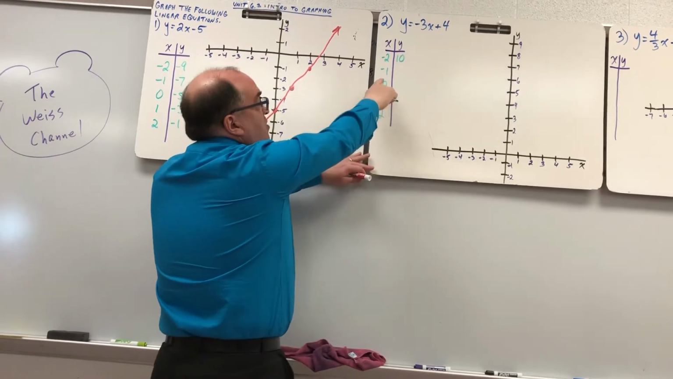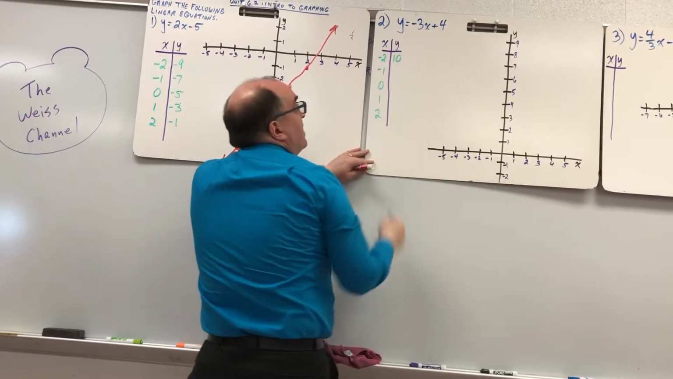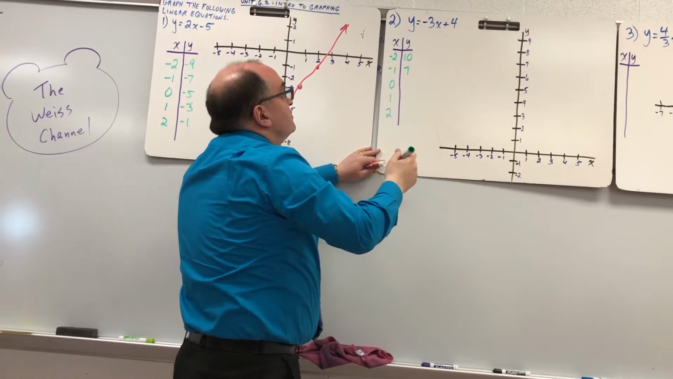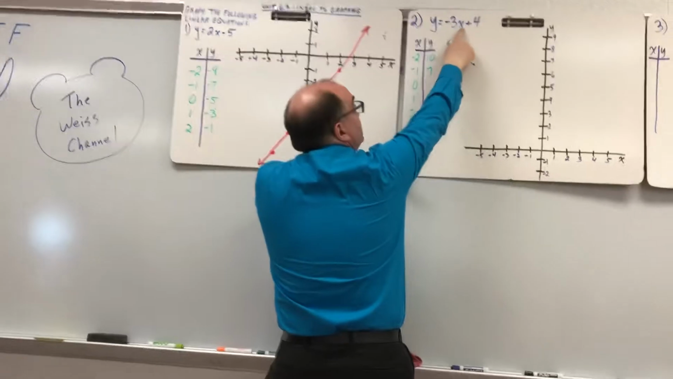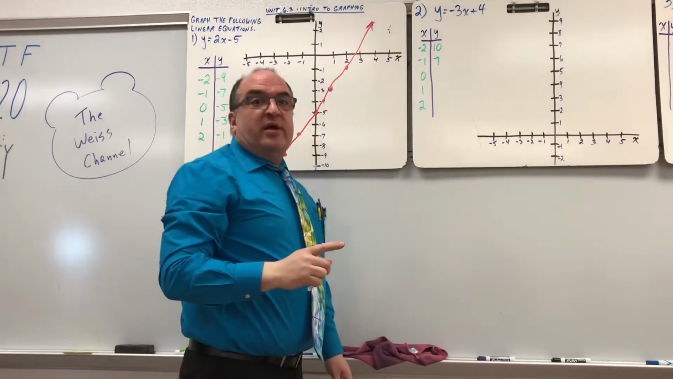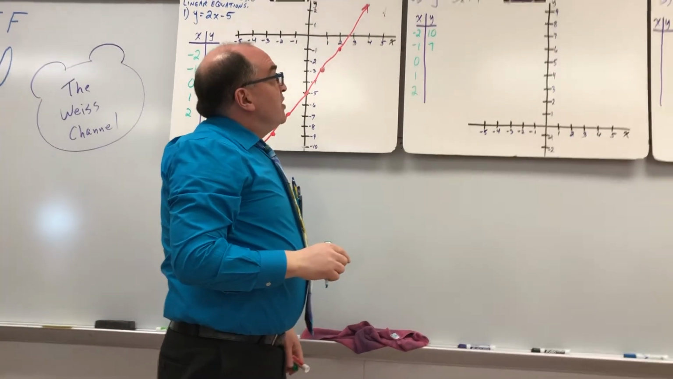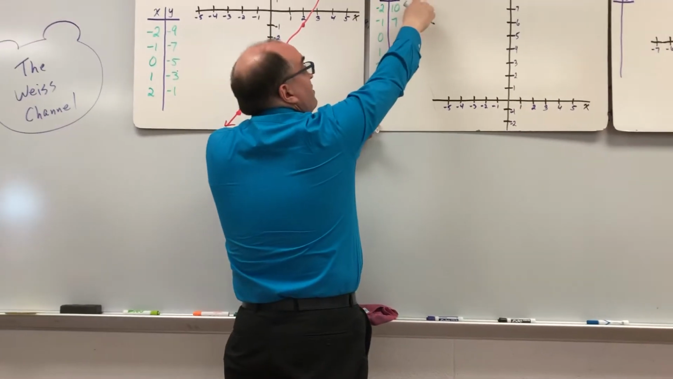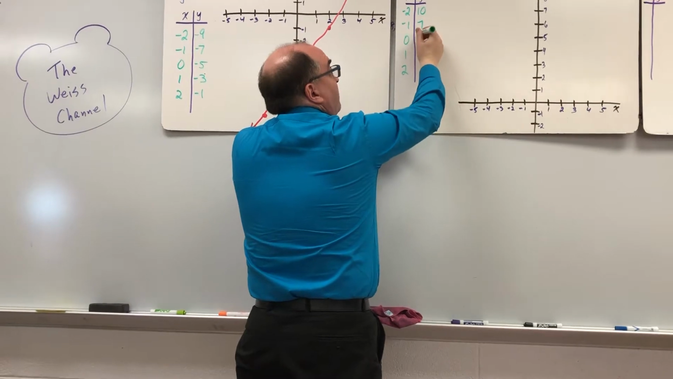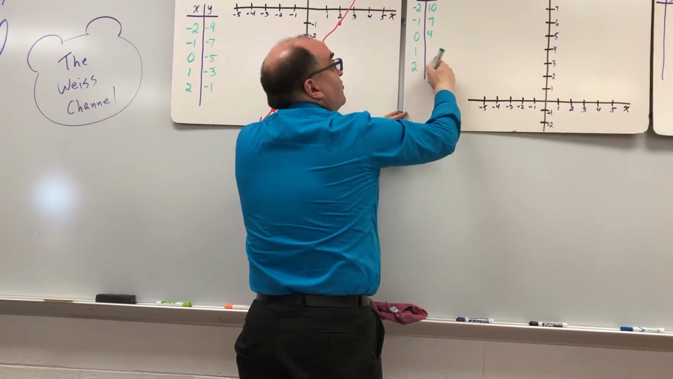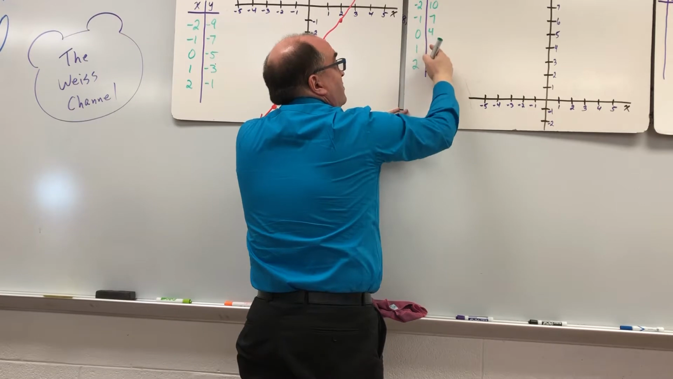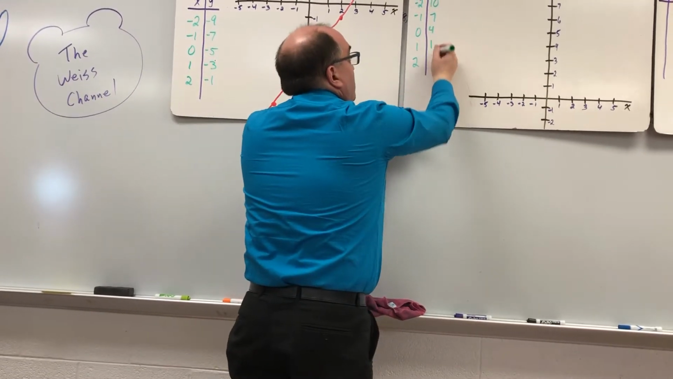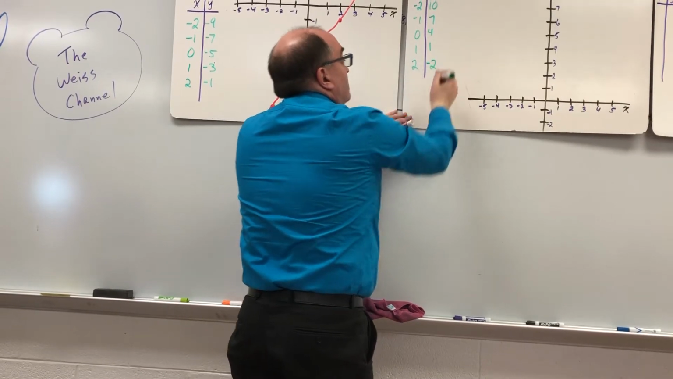If I put in -1, -3 times -1 is +3. Plus 4? Positive. Right? Because -3 times -1 is +3. All right? +3 plus +4 is +7. -3 times 0 is 0, plus 4 is 4. You see we're going down by 3 each time. So if this is 10, this is 7, this is 4, the next one is 1. The next one is -2.